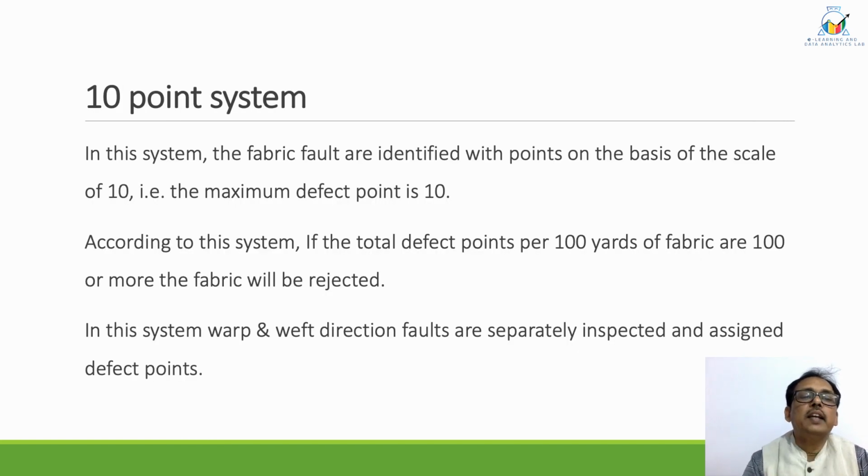What is the 10 point system? In this system the fabric faults are identified with points on the basis of a scale of 10, that is, the maximum defect point is 10. According to this system, if total points per 100 yards of fabric are 100 or more, the fabric will be rejected. In this system, warp and weft direction faults are specially inspected and assigned defect points.